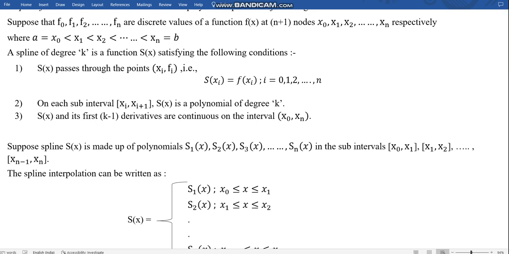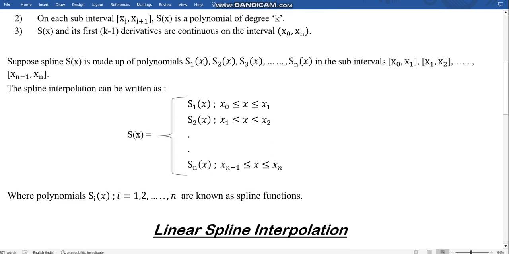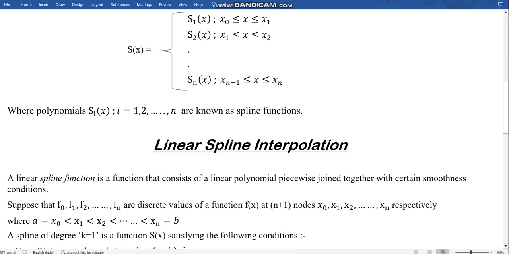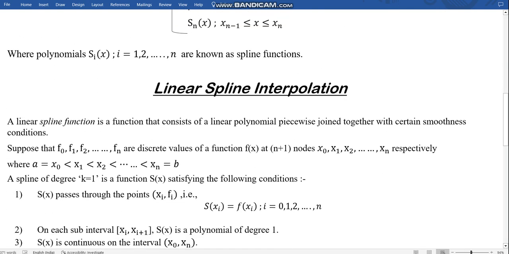Suppose that the spline S(x) is made up of the polynomials s1, s2, s3 up till sn in the subintervals x0 to x1, x1 to x2 respectively. Then we define the spline interpolation as this, where all these polynomials are known as spline functions or spline interpolants. So when k is equal to 1, we have the linear spline interpolation.